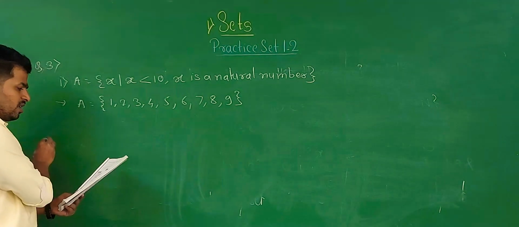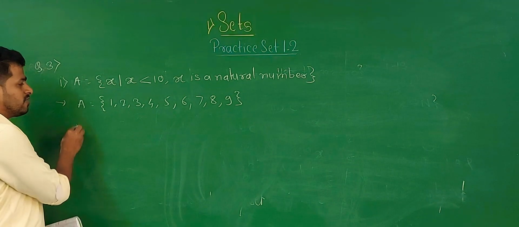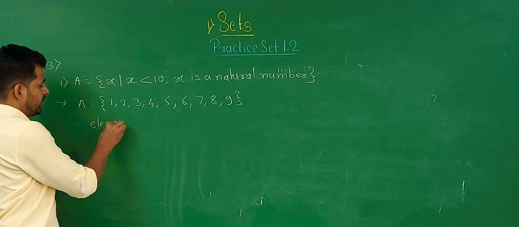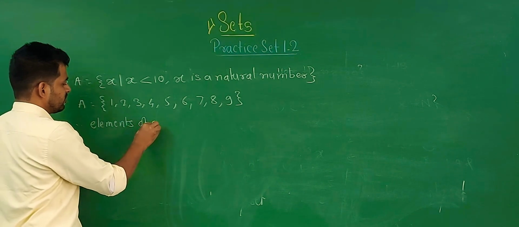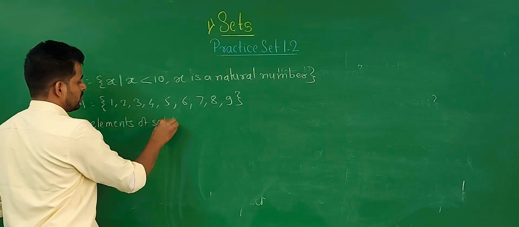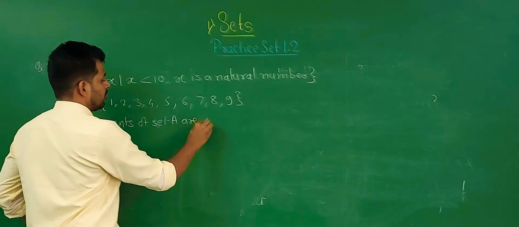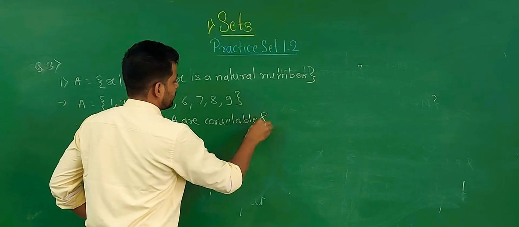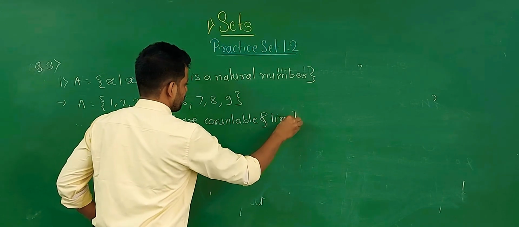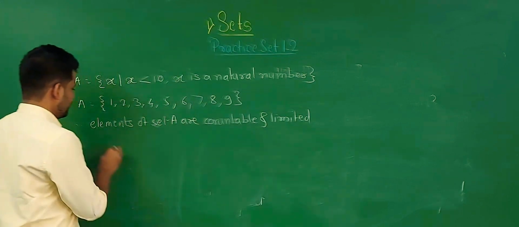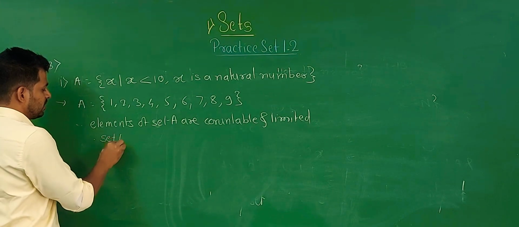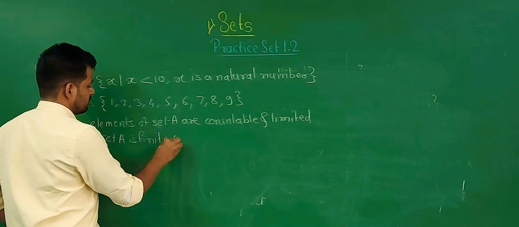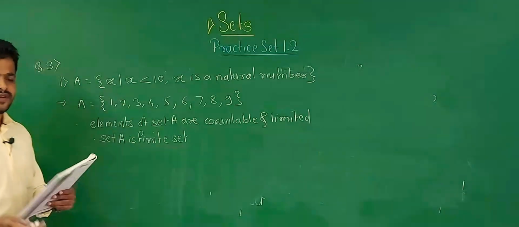Therefore, the reason is not there. Write with the reason. Okay. So elements are countable. Elements of set A are countable and limited. Okay, countable and limited. Therefore, set A is a finite set. Set A is a finite set.